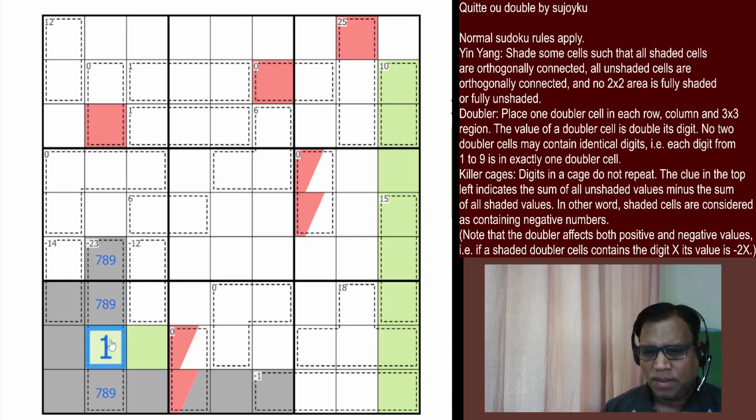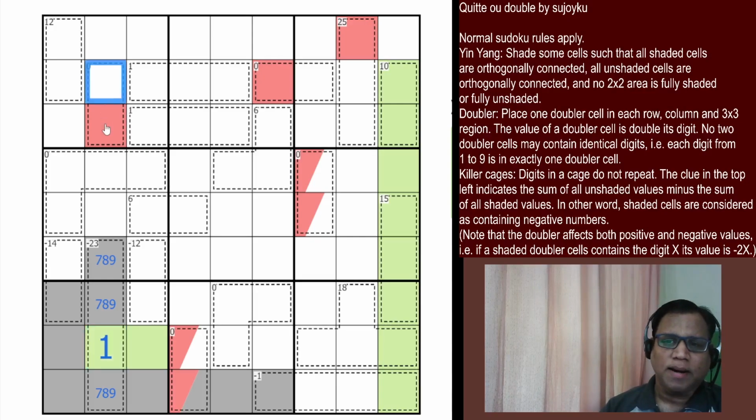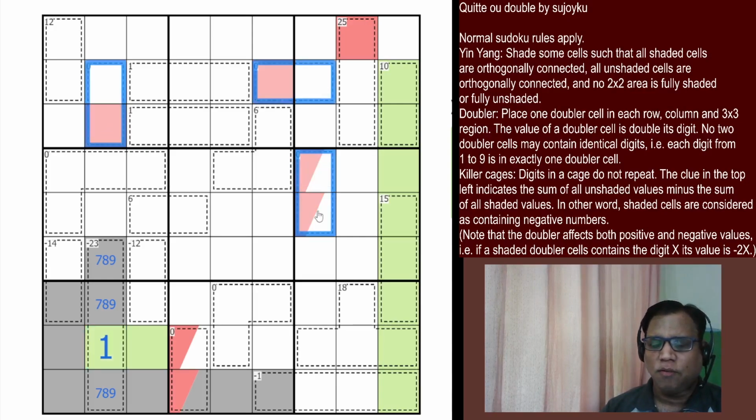7, 8, 9, 7, 8, 9, 1. Yeah, right, this 0, right? So we check that, right? These zeros, one has to be a single value and the other has to be a double value.